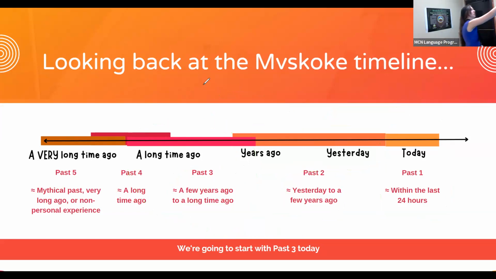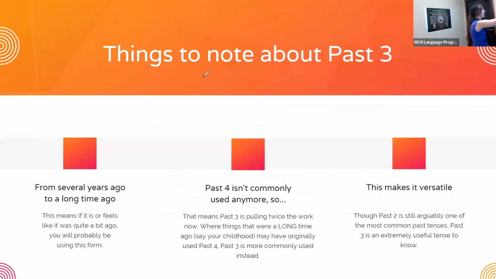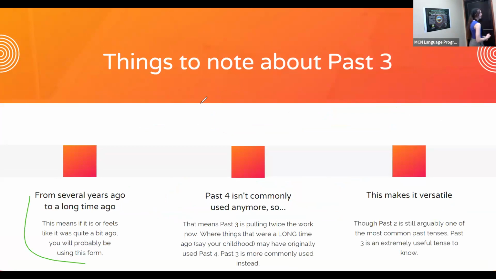So let's talk about past 3 real quick. We want some notes, some context. So like I said, from several years ago to a long time ago, this means if it feels like it was quite a bit ago, you'll probably use this form, right? Past 4 isn't used commonly anymore. So that means past 3 is pulling twice the workload, right? Where things before that were a long time ago, like your childhood, you used to use past 4. But nowadays, since past 4 really isn't used anymore, past 3 is now having to do double the work.